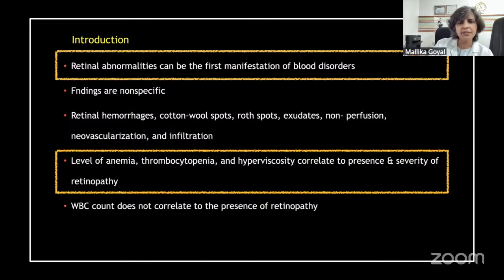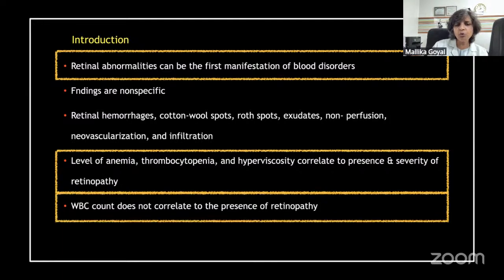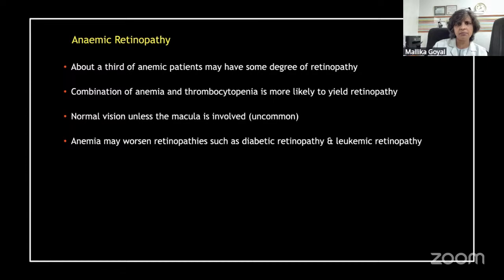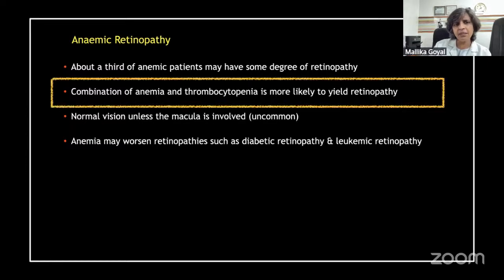It presents as retinal hemorrhages, cotton wool spots, Roth spots, hard exudates, non-perfusion, leading to neovascularization and infiltration in the case of leukemia. The level of anemia, thrombocytopenia, and hyperviscosity correlate to the presence of retinopathy. Surprisingly, WBC count does not correlate to the presence of retinopathy. So it is only anemia and thrombocytopenia plus hyperviscosity, if it is there, which contribute to the presence of retinopathy in blood dyscrasias. The first blood dyscrasia being anemia.